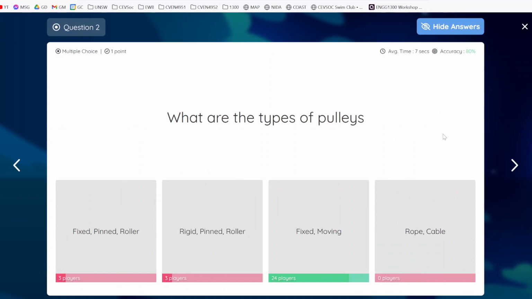All right, so yeah, the types of pulleys. There's fixed and moving. Just be careful with the words because fixed, pinned, and roller are for supports, right? And arguably they're for connections as well. Or maybe these words are better suited for connections. But fixed and moving, there's only 2 types of pulleys, right?